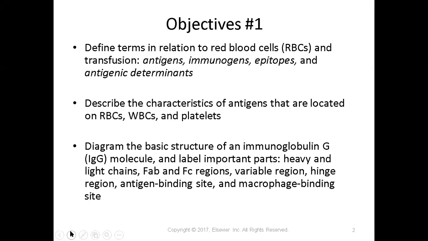You should be able to describe the characteristics of antigens that are located on red cells, white cells, and platelets. Diagram the basic structure of an immunoglobulin class G or IgG molecule and label important parts, including heavy and light chains, FAB and FC regions, variable region, hinge region, antigen binding site, and macrophage binding site.